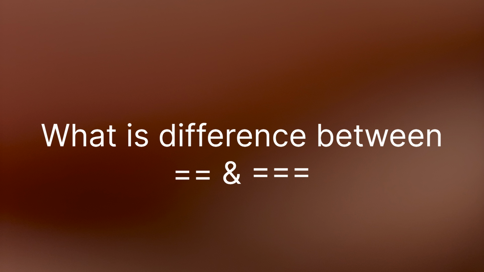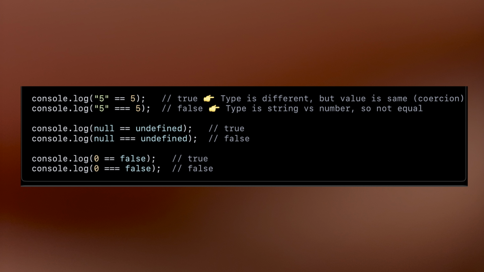Question 3. What is the difference between double equals and triple equals in JavaScript? The double equals operator checks for equality of values after type coercion, meaning it converts the operands to the same type before comparing them. The triple equals operator, on the other hand, checks for both value and type, so no type conversion is done.